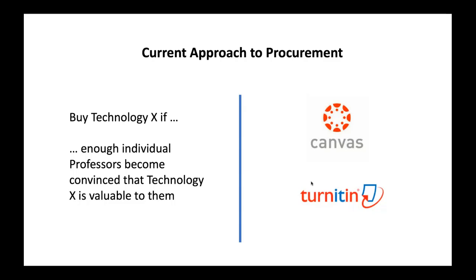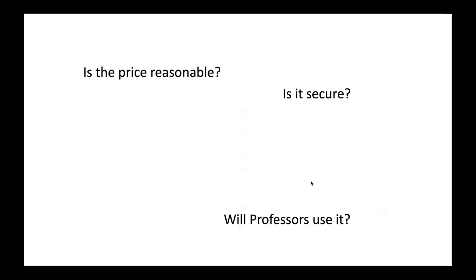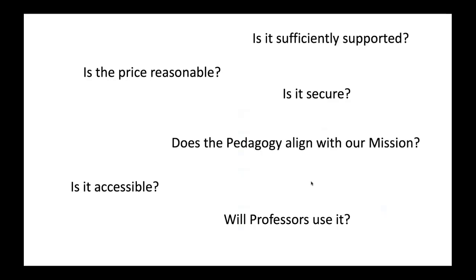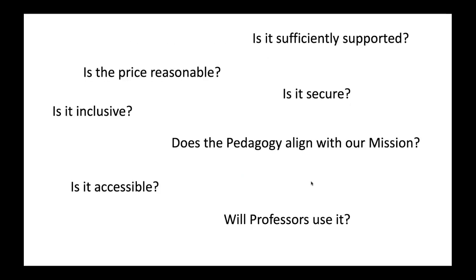So I think we need to rethink procurement a little bit. There's so many questions we can ask with a technology. Is it secure? Is the price reasonable? Will professors use it? Is it accessible? Is it sufficiently supported? Does the pedagogy align with our mission? Is it inclusive, etc.? Of these, what are the things that we consider the most important?